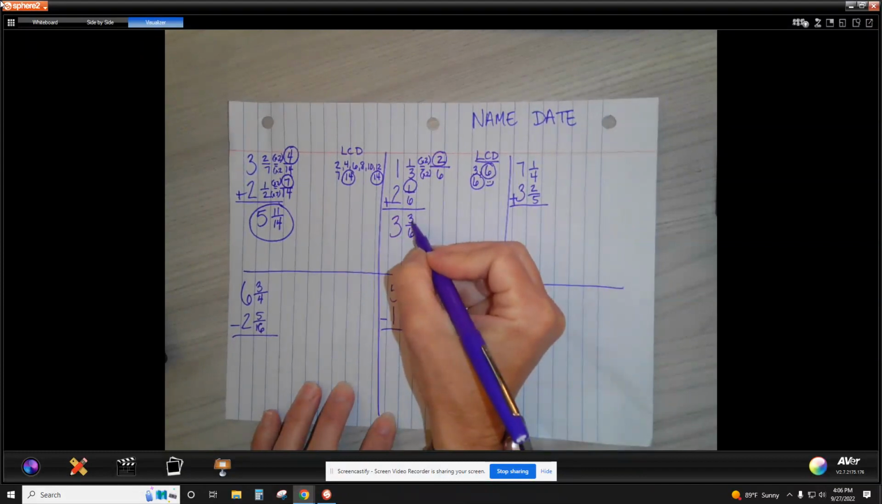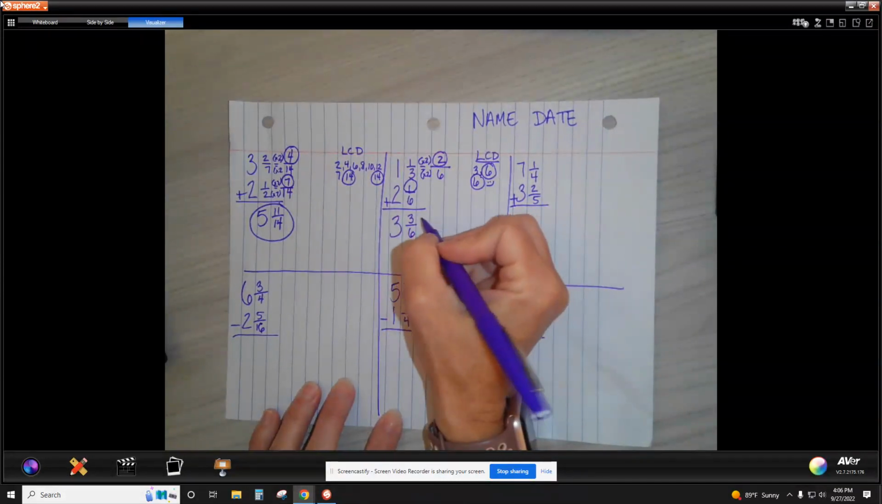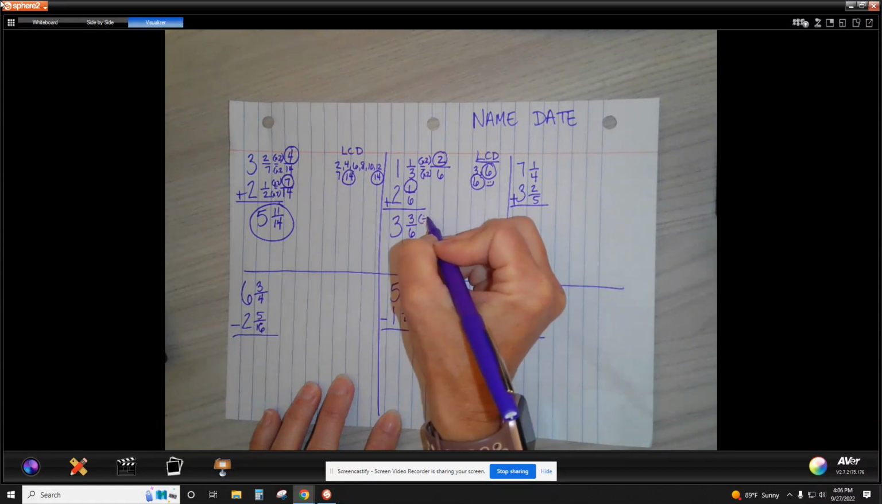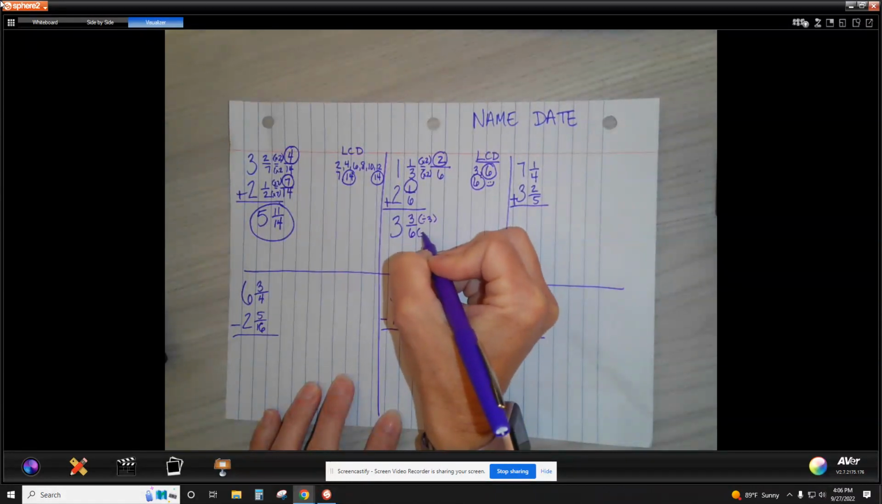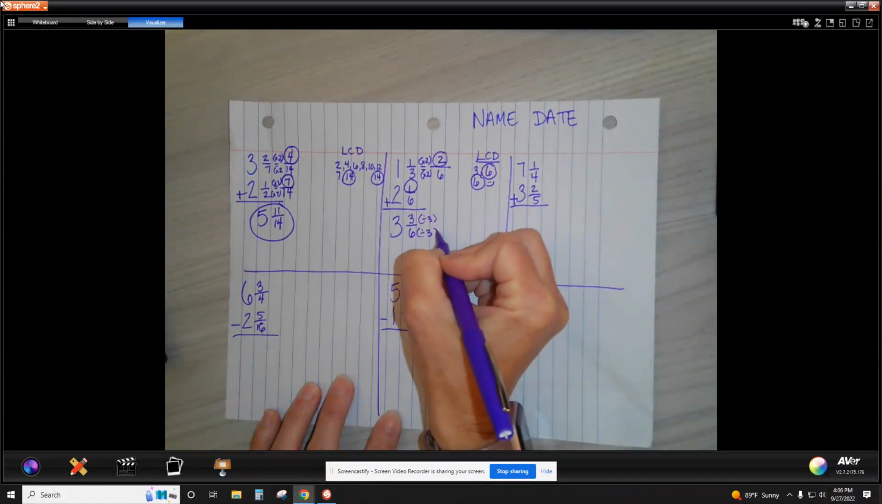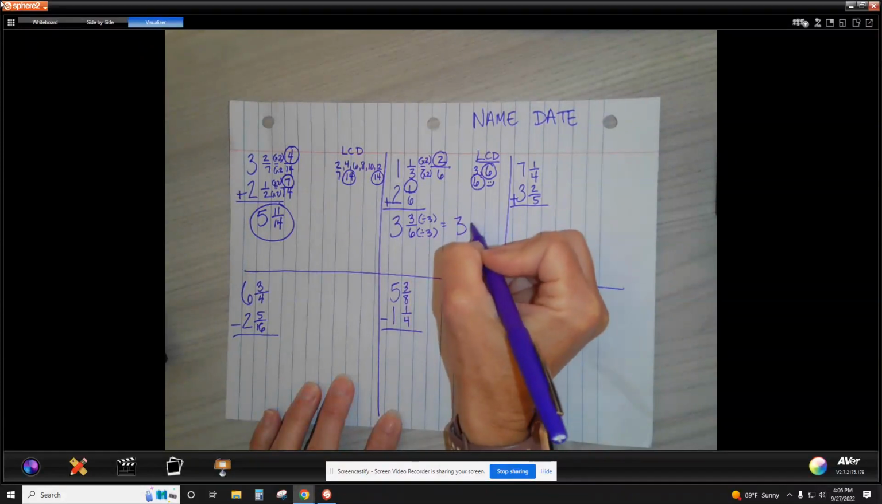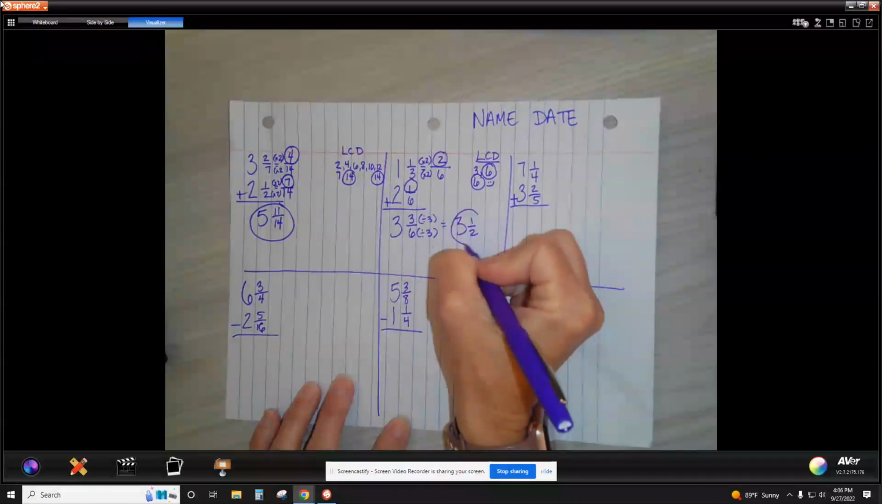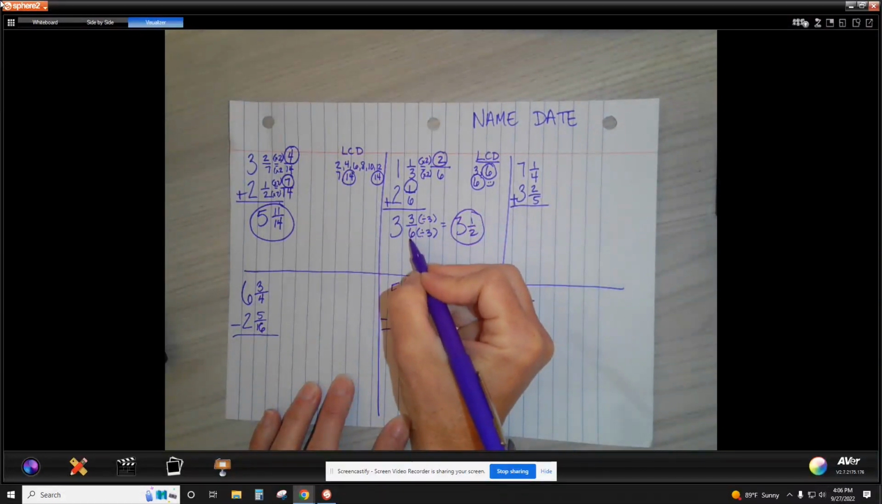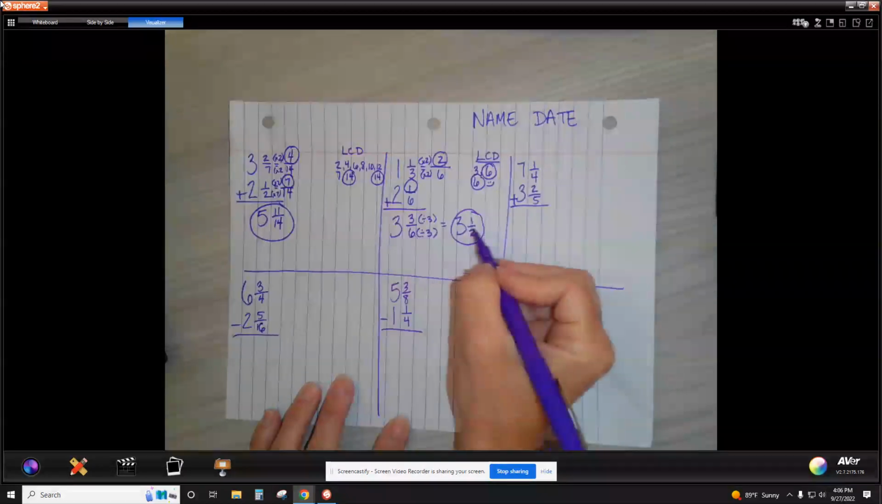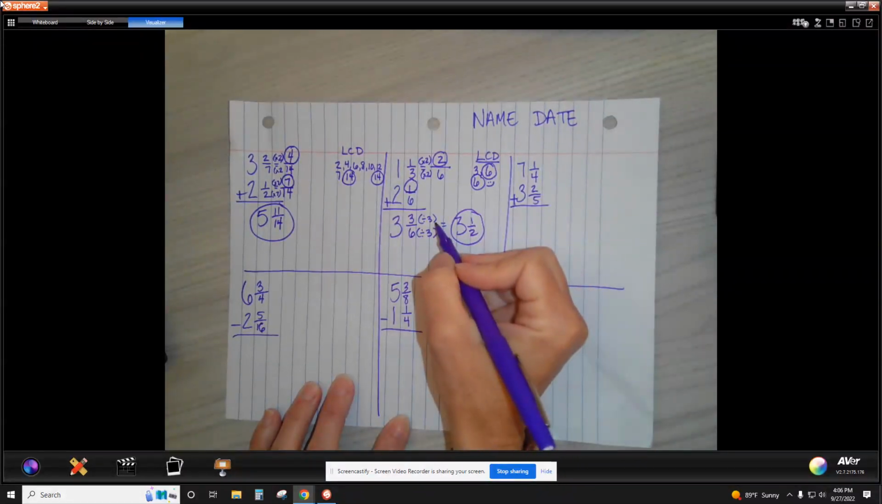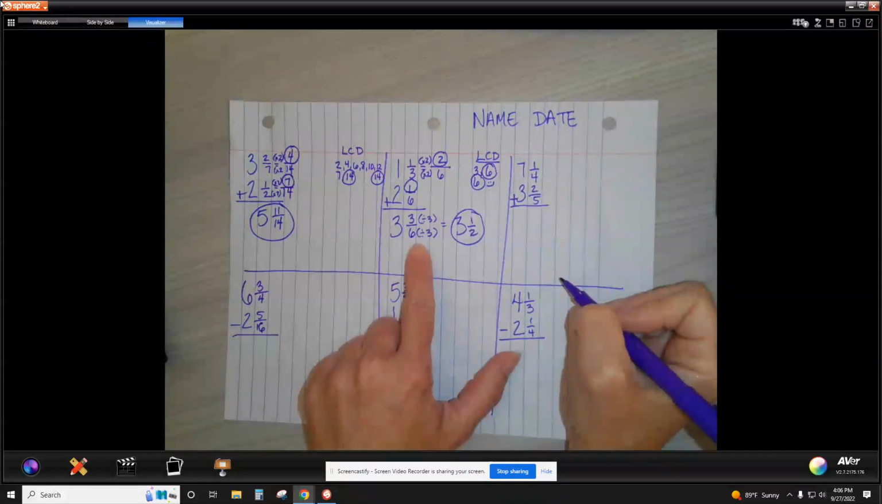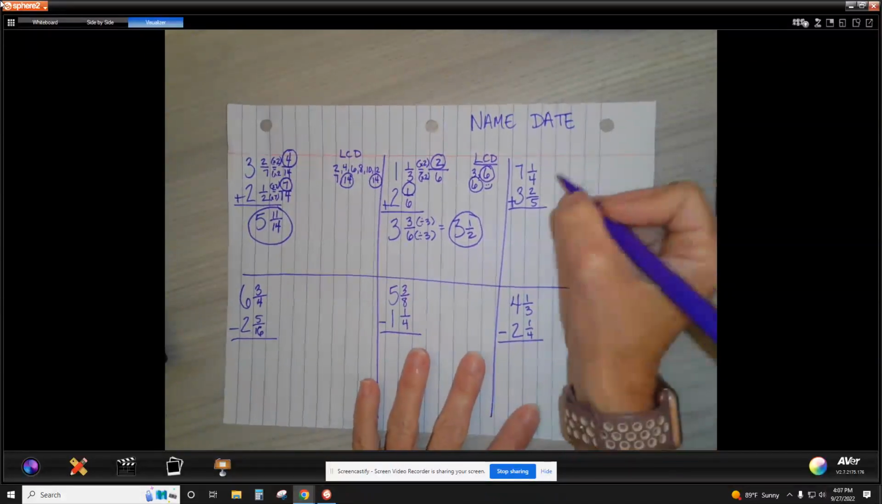But I'm not done yet, because 3/6 can be simplified. I can divide it by 3 and simplify it to 3 and 1/2. I also look at the fact that 3 is half of 6, so I'm automatically seeing 1/2, but it helps you too to write this down if you're having trouble with it.